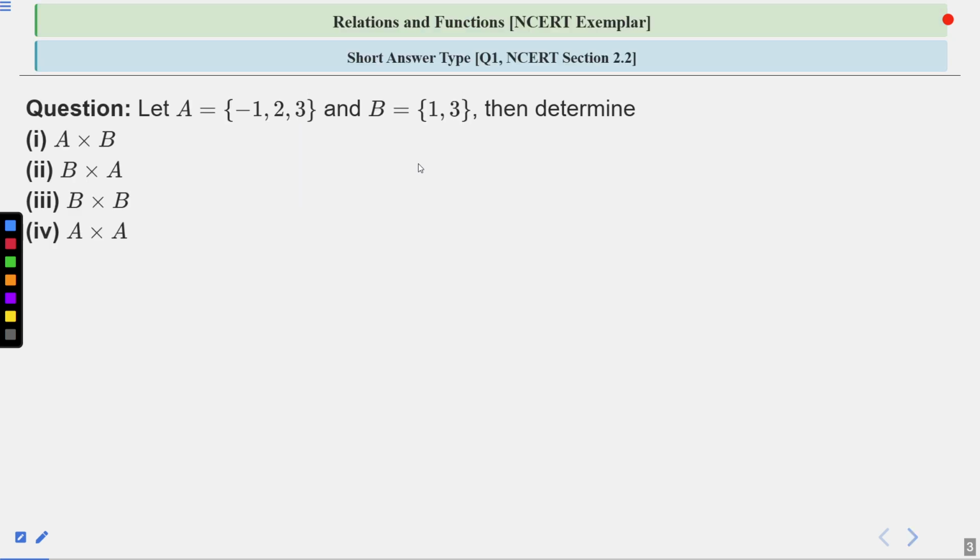Here's our question. In this question, we are having two sets. Set A with 3 elements: -1, 2, 3. Set B with 2 elements: 1 and 3. We are required to find out the Cartesian products A cross B, B cross A, B cross B and A cross A. You'll have some seconds to try this problem, then afterwards we will move on to the solution slide. So your time starts now.